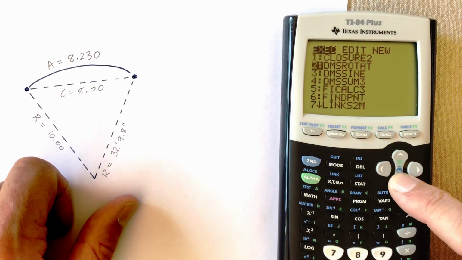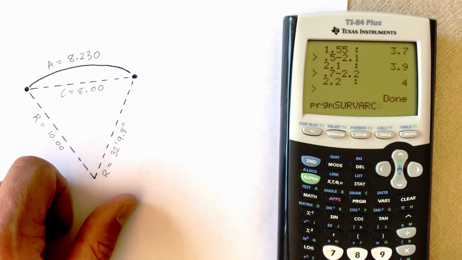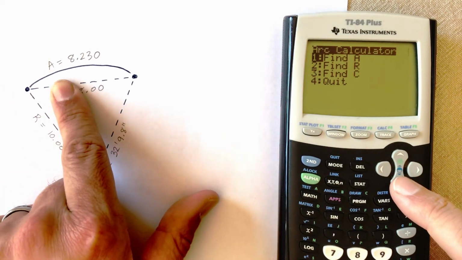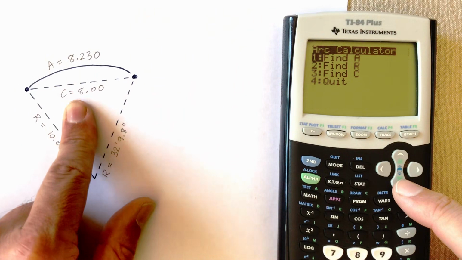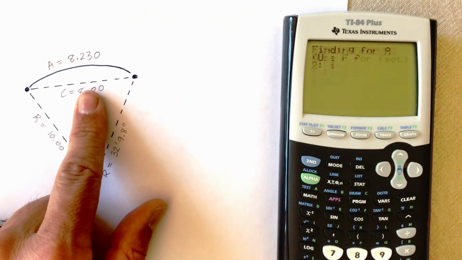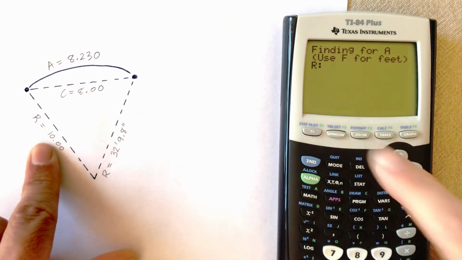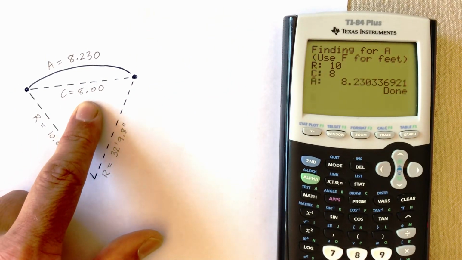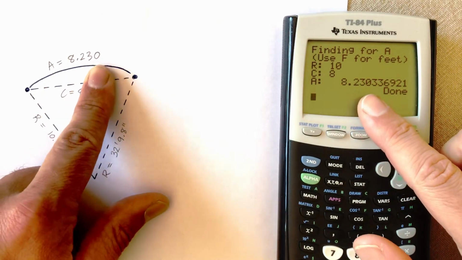So scroll down my list of programs and go to survey arc. And first I just want to pick which value I want to calculate. So if I have R and C and I want to find A, I'll say find A, and it's going to ask for R first. So 10, C is 8, and A will be 8.230.